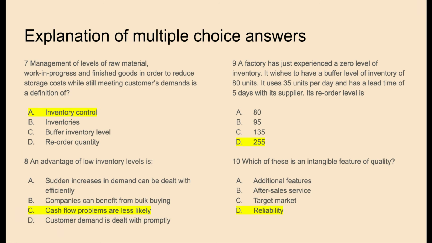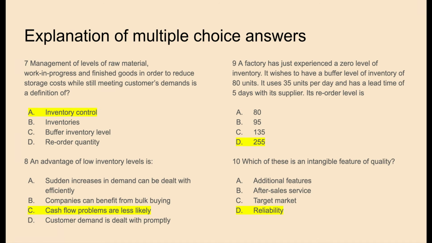Okay, let's take a look at question number 9 then. Factory has just experienced a 0 level of inventory. So basically, inventory, remember, is a term that is interchangeable with stock. So we've got no stock at all. Okay, it wishes to have a buffer level of inventory. So that's where you've essentially always got a level of stock in place. So in that case, if you want that to be 80 units, and in this case we've got 35 units that are being used per day and a lead time of 5 days, it takes 5 days for our supplier to deliver.